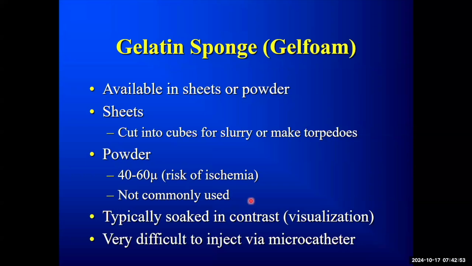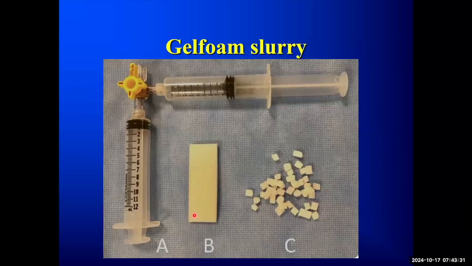Gelatin sponge is a very common, easily available, and inexpensive thing, typically available in sheets or powder. We usually use it in sheets, and you can then use it in 2 ways. You can cut it into cubes to make a slurry, or you can roll it like a cigar and make little torpedoes and inject one at a time. Gel foam powder is something I've never used because it's so small. Got to be careful because there is the risk of ischemia. Typically, you'd soak gel foam in contrast so that you can see it. And for certain, gel foam sponge in any way is difficult to inject through a microcatheter. So you need to think about all those things.